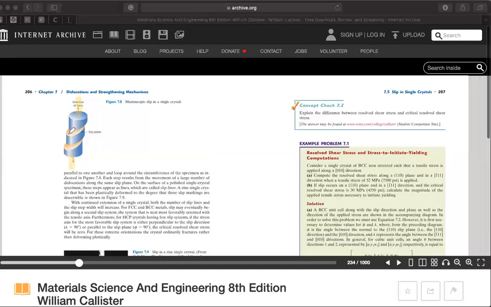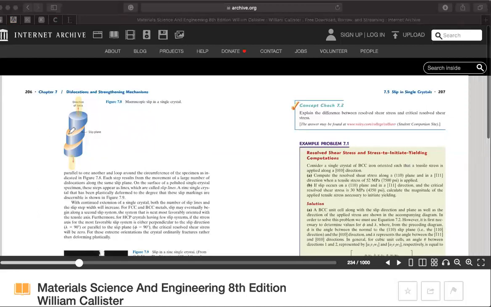So if you take a single crystalline material, apply uniaxial load, and that load approaches the critical resolved shear stress, you're going to see steps on the surface of the specimen. That step is the result of movement of dislocations. Great.